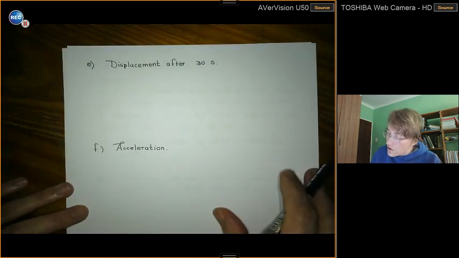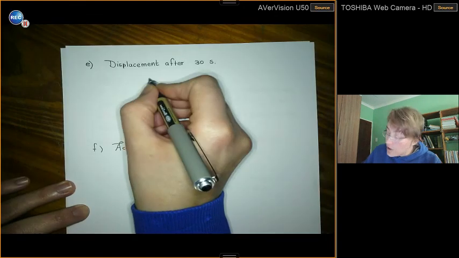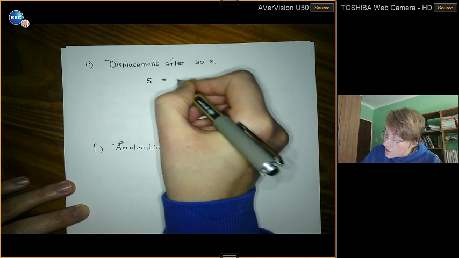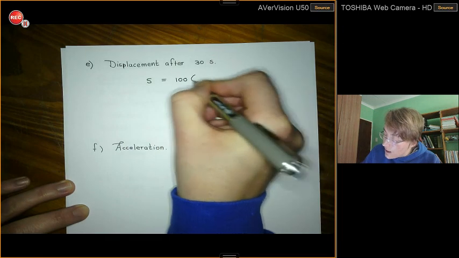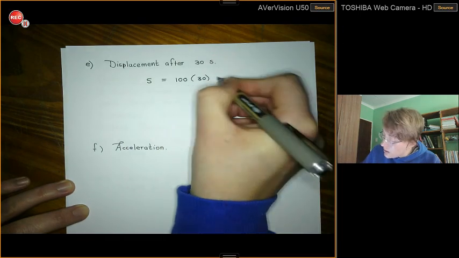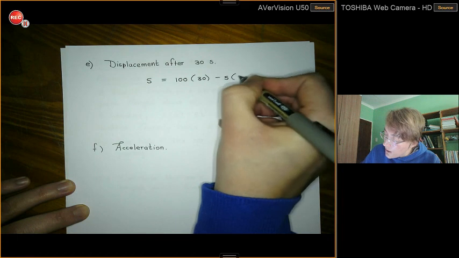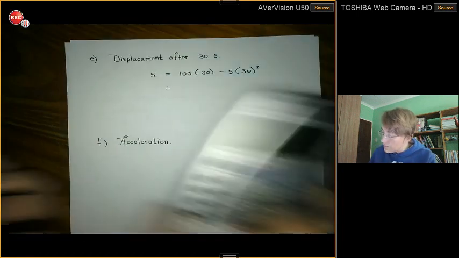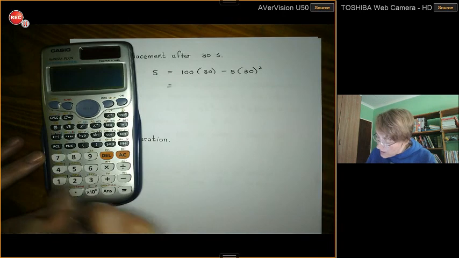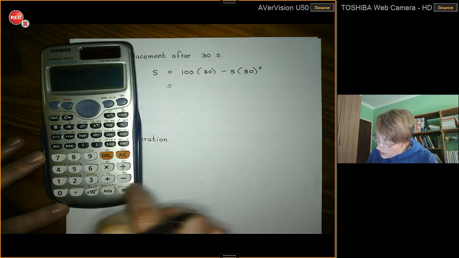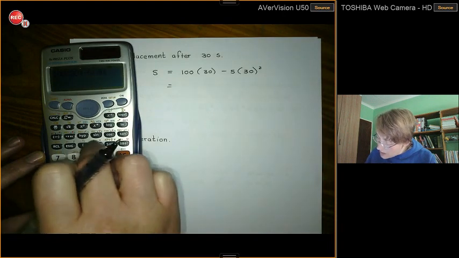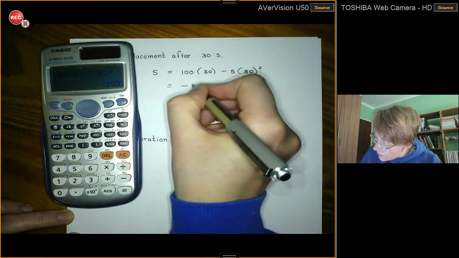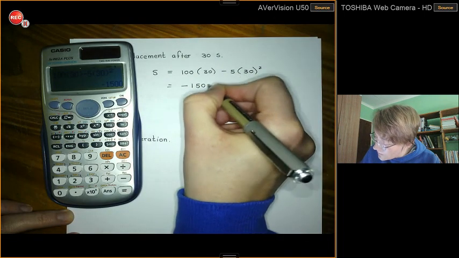So displacement after 30 seconds, we go back to the original, because remember S indicates my displacement, and that's going to be 100 times 30 minus 5 times 30 squared. So I'm going to be lazy and just use the calculator over here. So it's 100 times 30 minus 5 times 30 squared, which is going to be minus 1,500 meters.